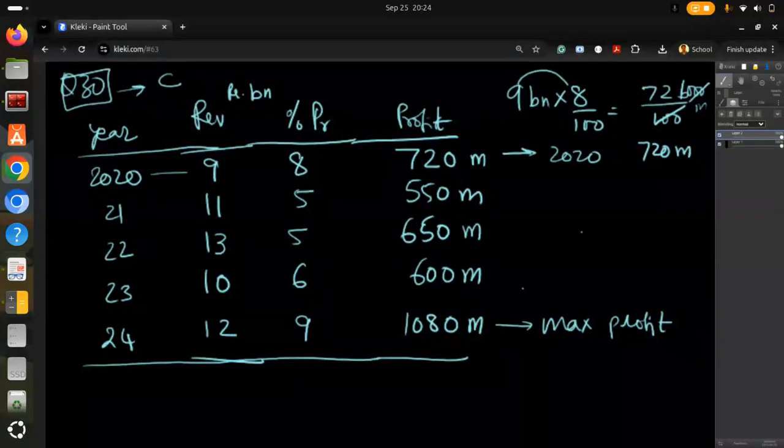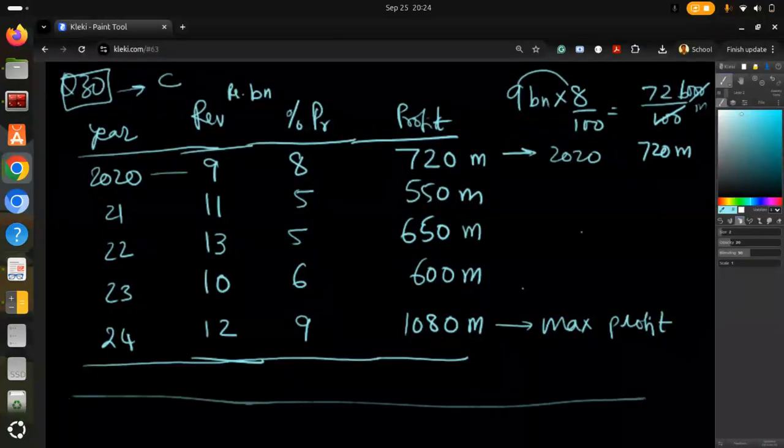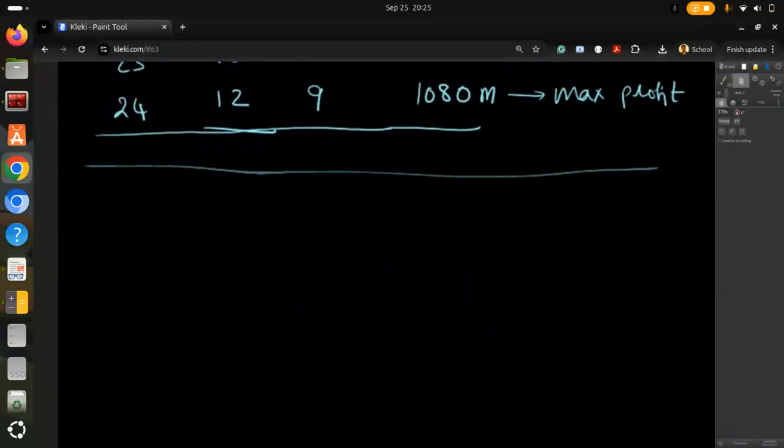So since we started off with the last question first, let's do it in reverse order. So let's go with question 29. Sorry, I'm selecting the wrong tool.